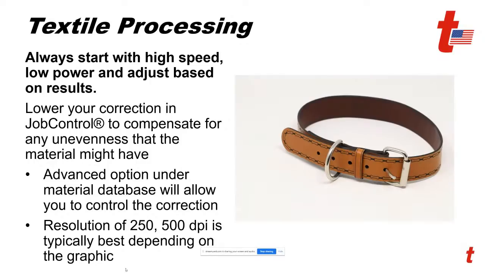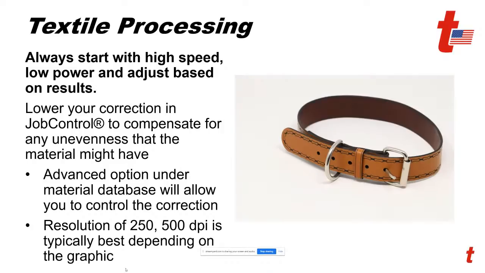And so typically with fabric, usually when you're engraving, you want to start at high speed and low power and then move up. You bring it up, rather than start at high power and go low. You always want to creep up on that material. So lower your correction of jump to compensate for the unevenness that the material might have. You basically want to adjust your speed and your power appropriately, starting low and then moving high, especially on your power.